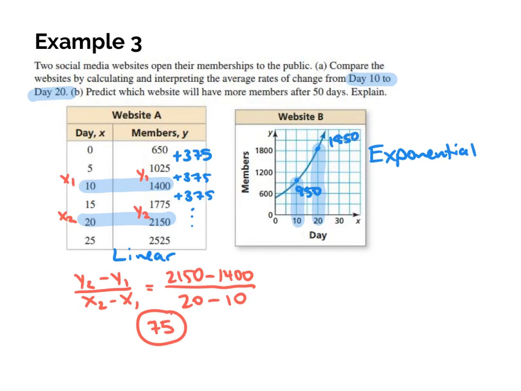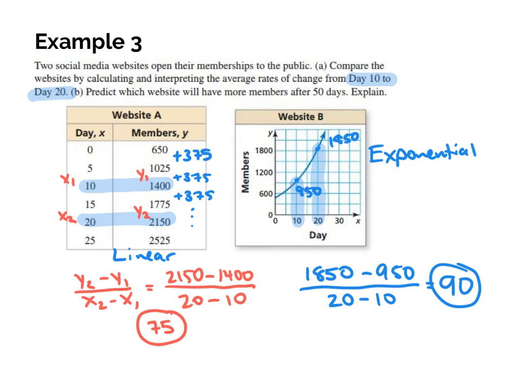So what we're going to do is the same thing we did for our linear function. For the exponential, I'm going to take my y values, 1850 minus 950, and compare those two with my days of 20 and 10. So subtract those two. And by simplifying that out using a calculator, that would give me an average rate of change of 90. So by comparing those two, we would see that the exponential function is going to have the greater rate of change compared to the linear function.